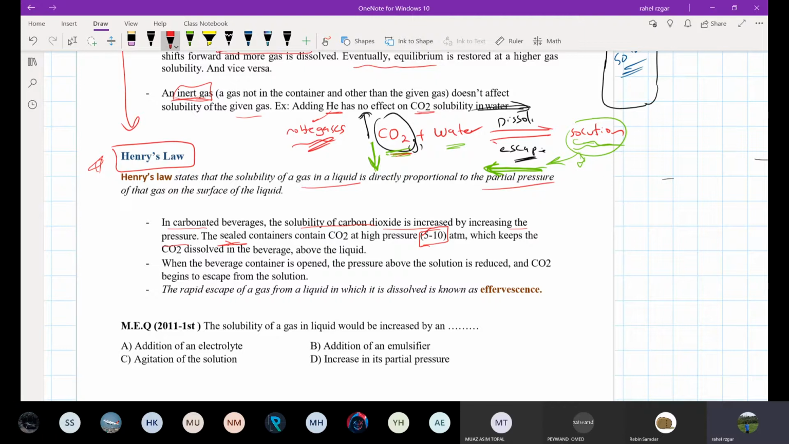But so the air we live in is 1 atm. But for bottles like this, for drinks like this, only the pressure of CO2, not the total, only the pressure of CO2 which is added to the bottle is around 5 to 10 atm.